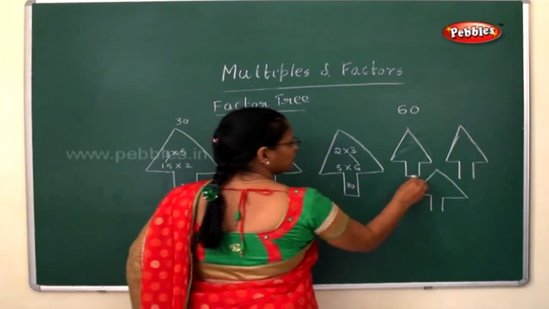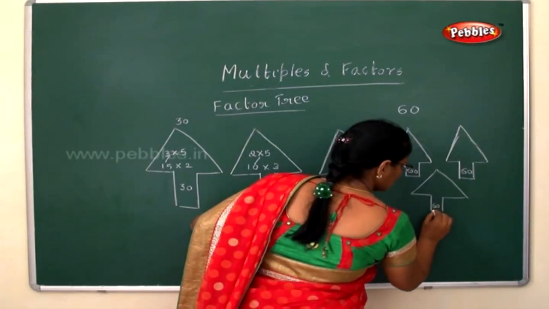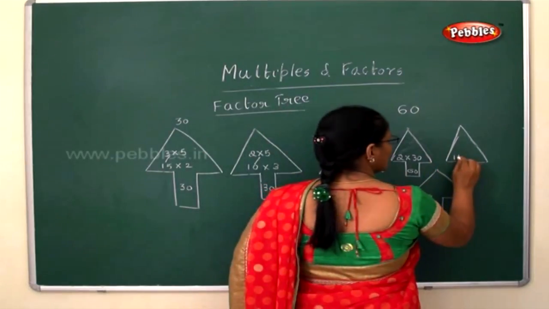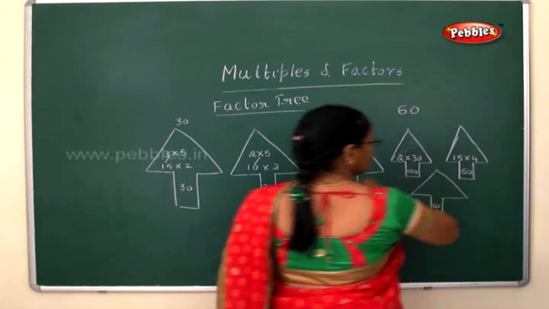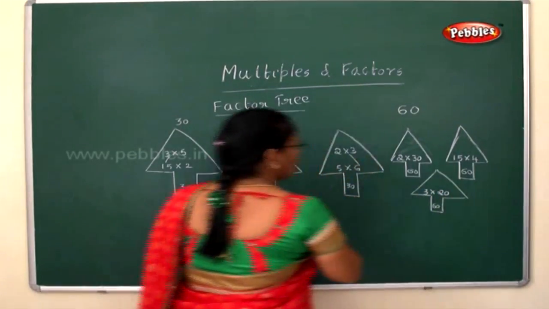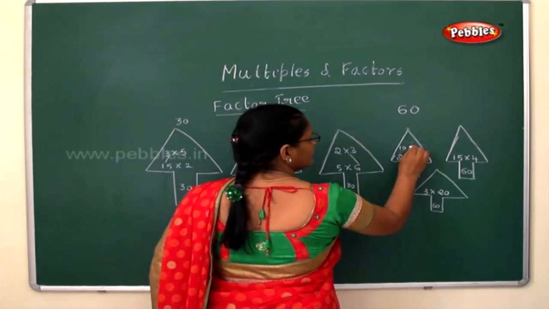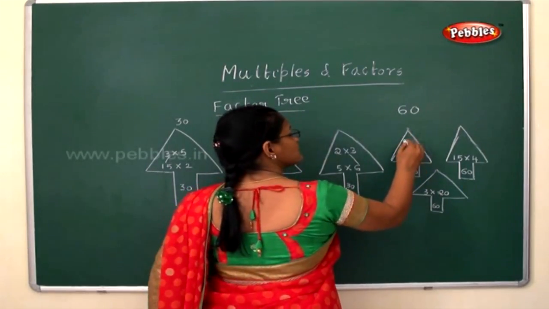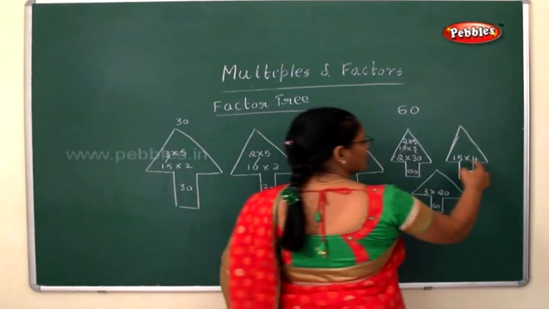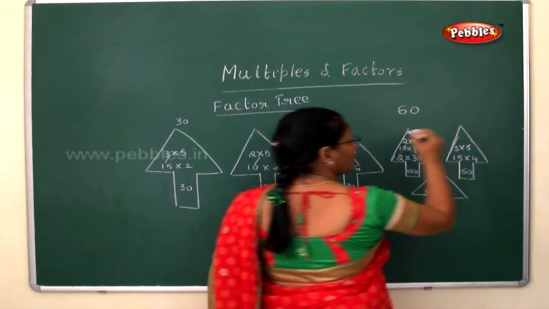Now for the factors of 60, what will you do? 2 into 30. Now here 15 fours are 60. Then 3 into 20. Now this 30, what you can do? You can make it as 10 threes are 30. Now again this 10 can be written as 2 fives are 10. Now this 15 fours are 60, I told you. Now 15 can be written as 3 fives are 15.